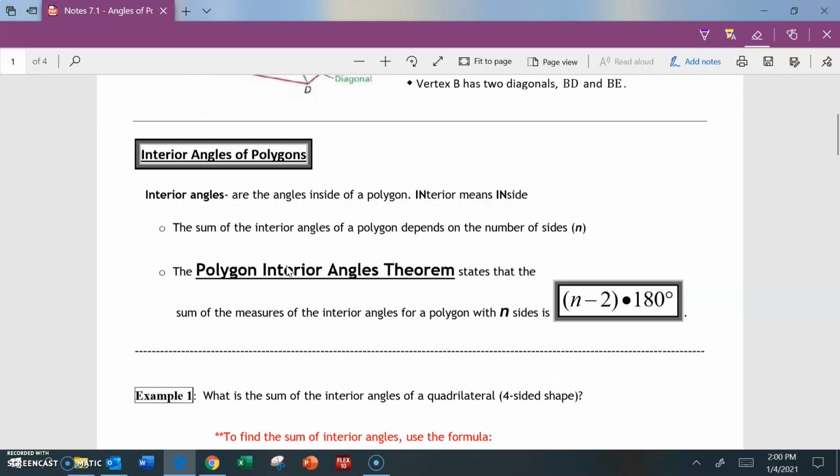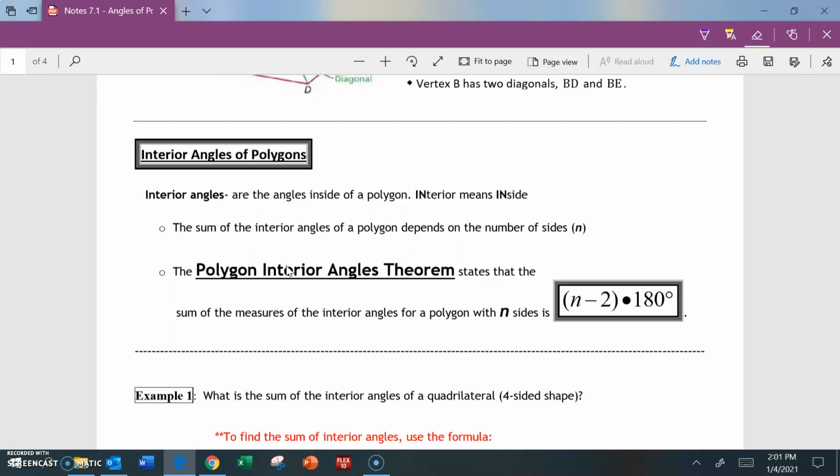So the first part we're going to focus on is interior angles of a polygon. And obviously we're going to talk about the inside. So there's a formula that we can follow. Basically, if you know the number of sides, that stands for n, we're going to subtract 2 from that value, and then we're going to multiply by 180 degrees.